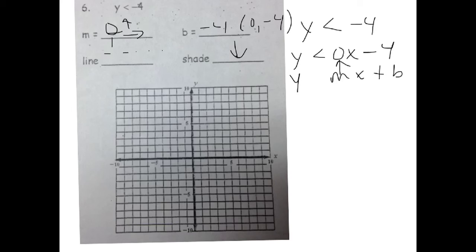So I go to negative 4 and put a dot. 1, 2, 3, 4. I go up 0 over 1, up 0 over 1. And you can see that I get a flat line, and we know that 0 slope is a flat line. So this will be a dotted line going across there. Maybe I'll do it in blue so you can see it a little bit better. And then I'm supposed to shade down. Okay. So these points down here all should work for that. All these points down here should be less than negative 4.